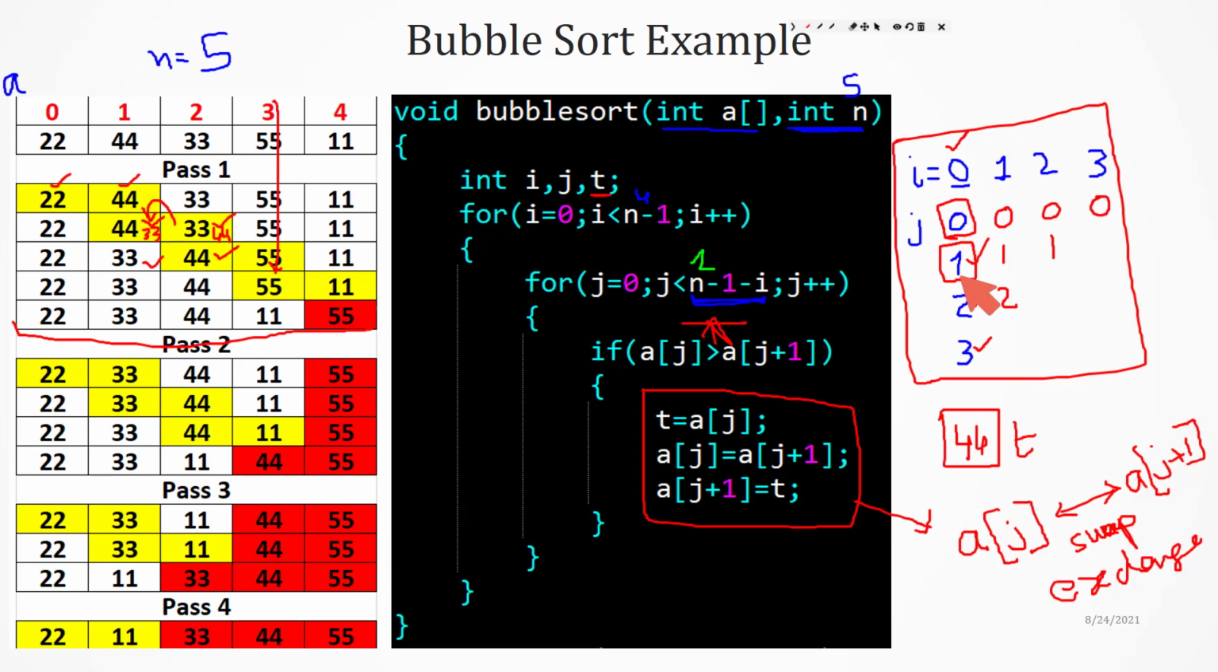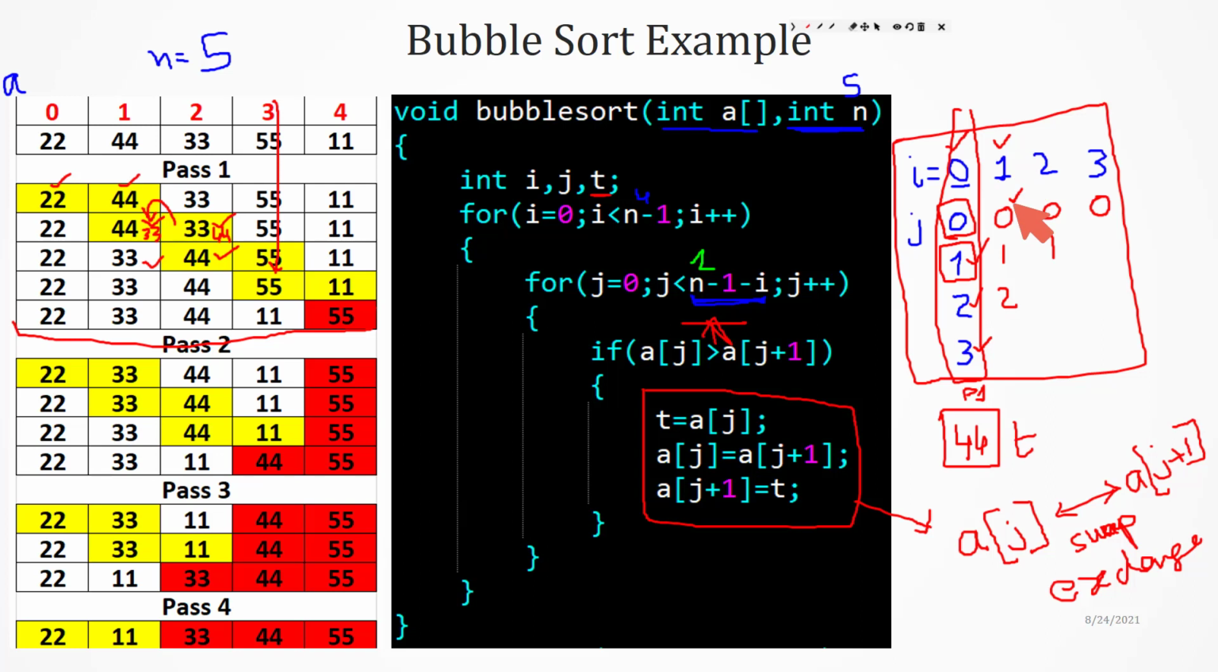Now we executed all the possible j values when i equals 0. Next what happens? i becomes 1. We will execute for j values 0, 1 and 2. When I complete these things, I will say pass 1 is completed.